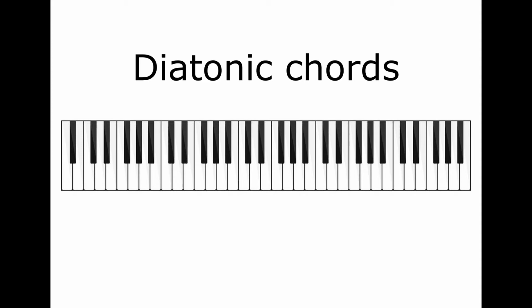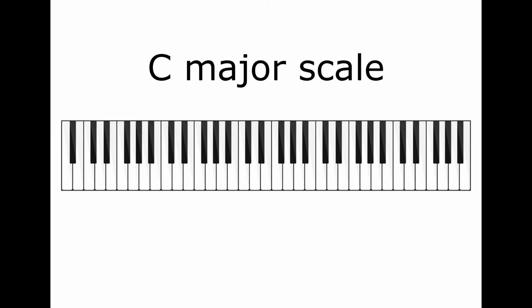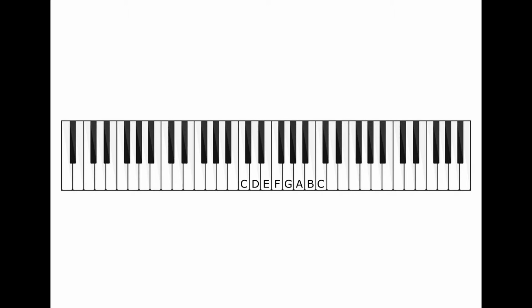Let's talk about diatonic chords today. Think of a scale. It could be any scale, but let's take a C major scale as an example. Seven notes, and then it repeats in higher octaves. So C, D, E, F, G, A, B, C, D, E, etc. If we play more than one note of a scale at the same time, then we get a chord.